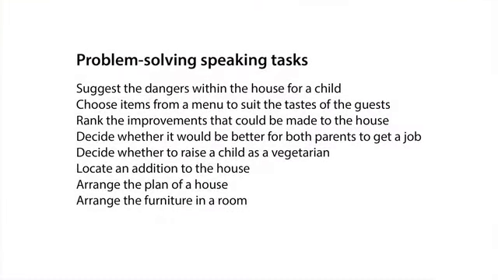Let's now look at some problem-solving tasks. Here is a list of several tasks which use different kinds of outcomes. Suggest the dangers within the house for a child. Choose items from a menu to suit the tastes of the guests. Rank the improvements that could be made to a house. Decide whether it would be better for both parents to get a job. Decide whether to raise a child as a vegetarian.